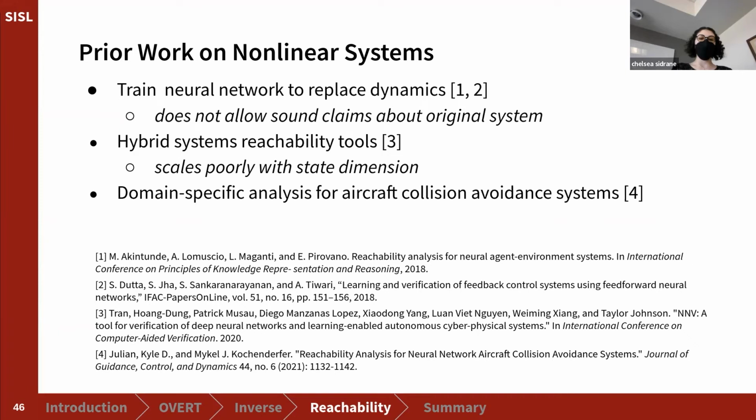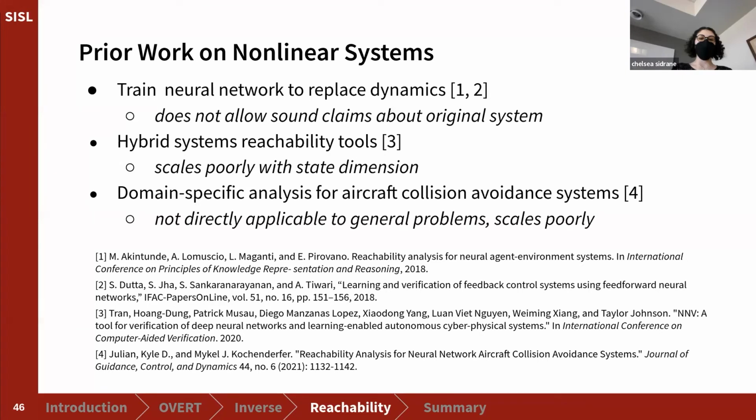Lastly, there's work that performs reachability analysis for aircraft collision avoidance systems. This work uses interval arithmetic and derives custom bounds for the specific application domain. The bespoke nature makes it difficult to apply to new problems, and interval arithmetic can be loose, which then requires partitioning and again scales poorly in the state dimension.